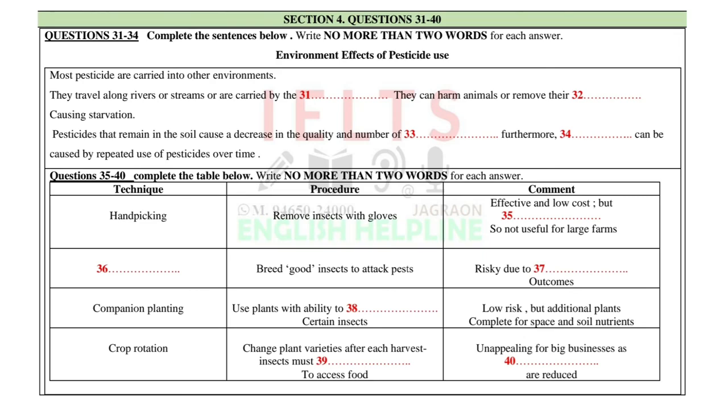A final possibility is crop rotation. This involves alternating plants every harvest, which forces insects to migrate in an attempt to locate their food source. Crop rotation is unappealing for large-scale commercial operations, however, because the high cost of constantly changing crops cuts into their profits. As you can see, there's still no easy answer to the question of how to keep plants free from the scourge of pests.